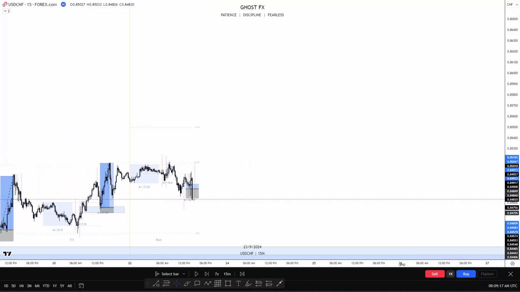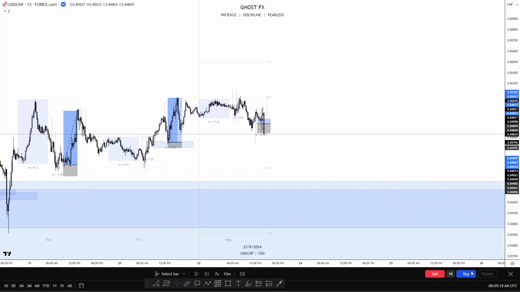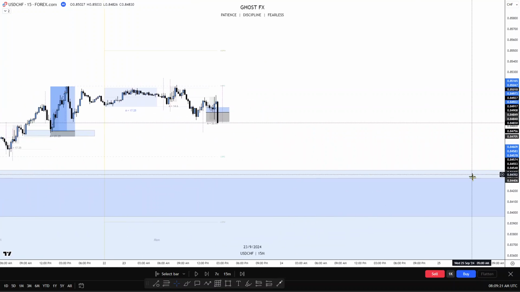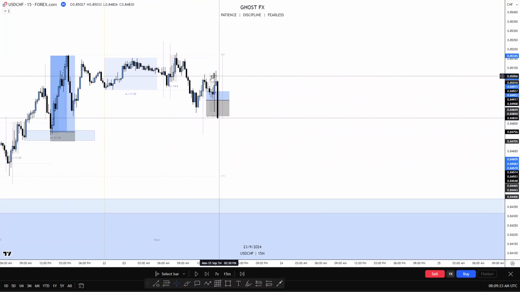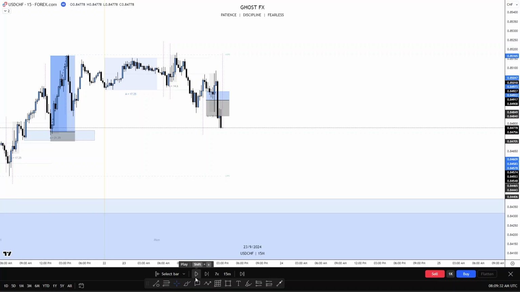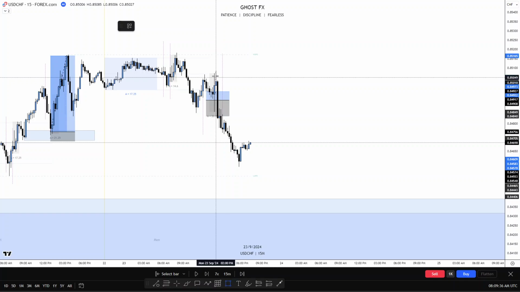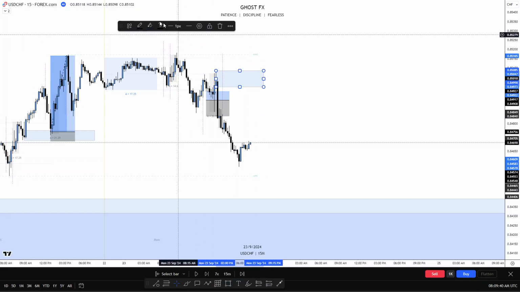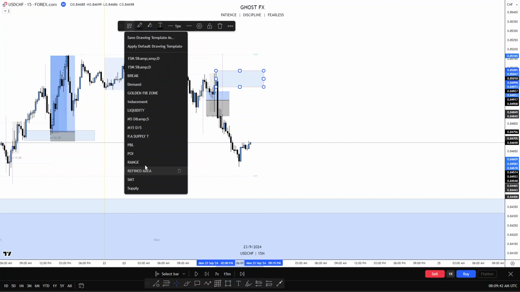Now that I have this flip zone here, we had this lower, higher low, higher high inducement. So now I have all requirements. This becomes the zone that I'll look to sell into my demand.